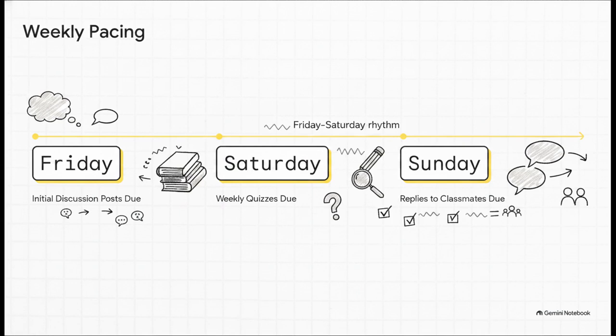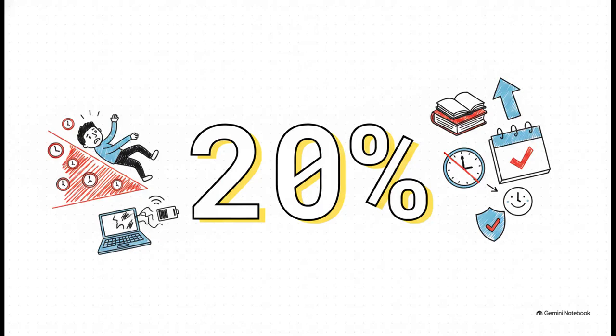To totally nail those discussions and quizzes, you've got to lock into a solid weekly rhythm. The pacing guide is super clear. Your initial discussion posts are due by 11:59 p.m. every single Friday. Your weekly quizzes, which are checking your understanding of the readings, are due on Saturdays. And your thoughtful replies to at least one classmate are due by 11:59 p.m. on Sundays. If you establish this Friday, Saturday, Sunday rhythm early on, you are not going to fall behind. And trust me, you absolutely do not want to fall behind here.